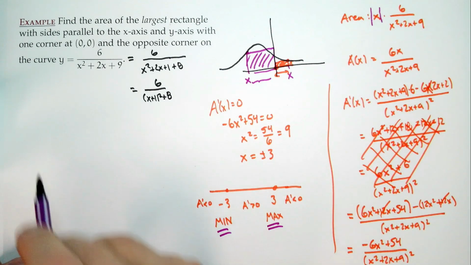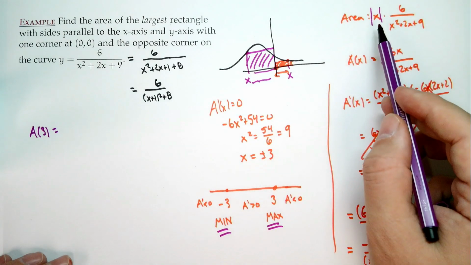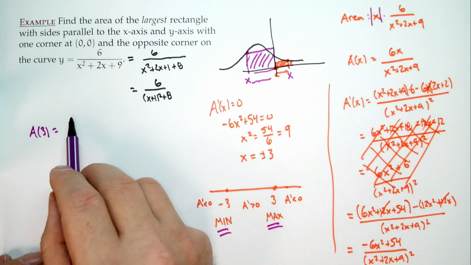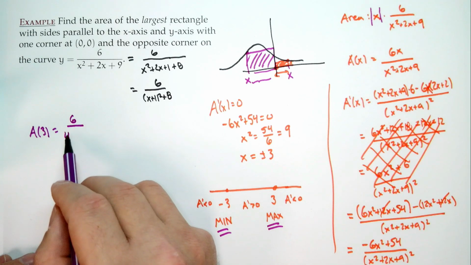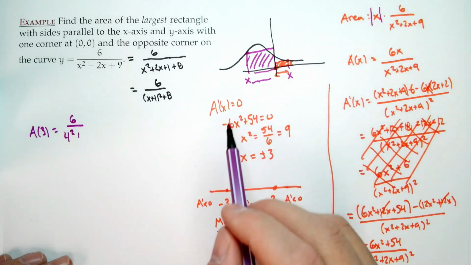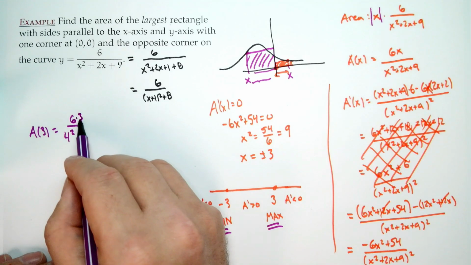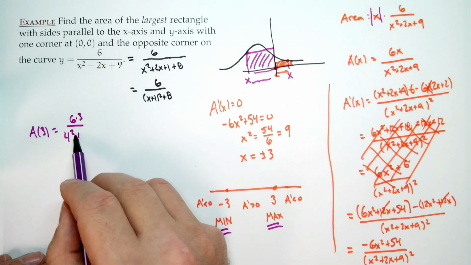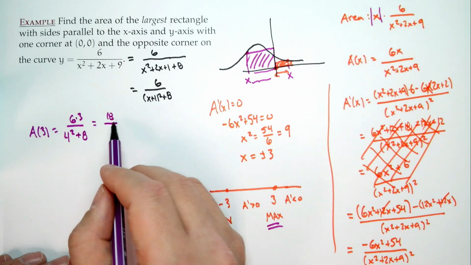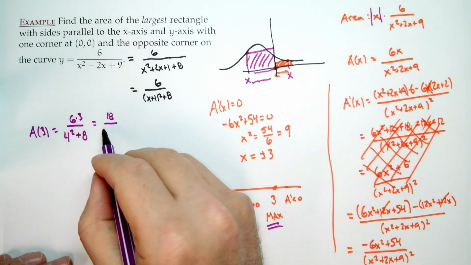Well, if I plug in 3, what do I get? Well, plugging in 3, maybe it's easier to plug a 3 into here. I would get 6 times 3, gotta keep track, over 4 squared plus 8. Well, that's 18, divided by 4 squared, which is 16, plus 24.